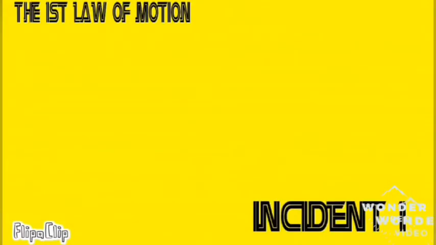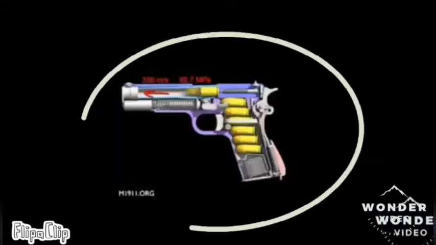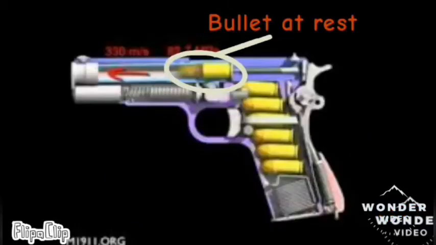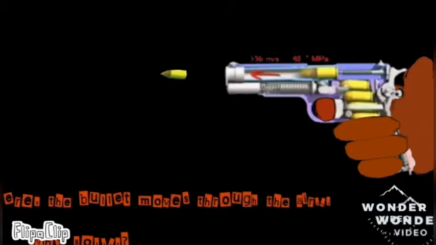First law of motion, incident 1, object at rest. This is a gun, and there's a bullet at rest. Time to pull the trigger. Here, the bullet moves through the air. Why so? Then 2. Objects in motion.